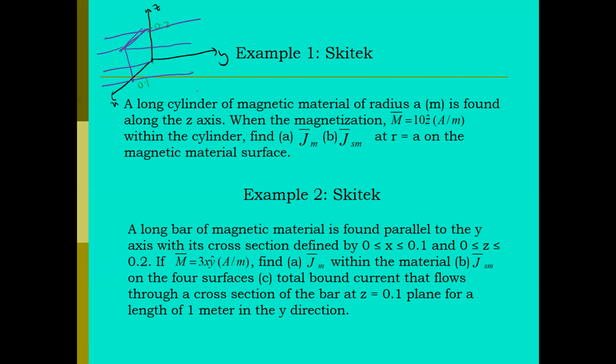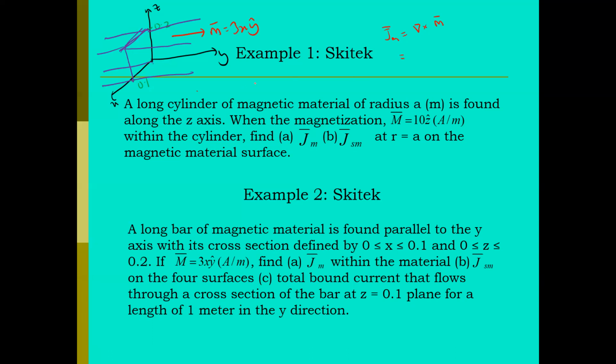And then given that the M vector is 3x in the y direction, we can say that the M vector, which is the magnetization vector in the structure, is 3x in the y direction. That should be the given magnetization vector. So the first one is to find the Jm within the material. Again, we need to find the bound current in your structure, which is based on the curl of the M vector.